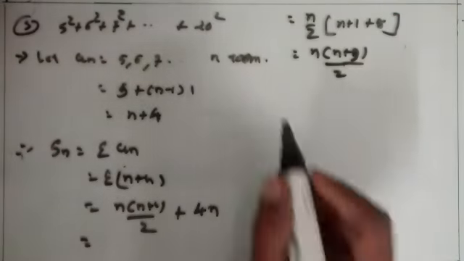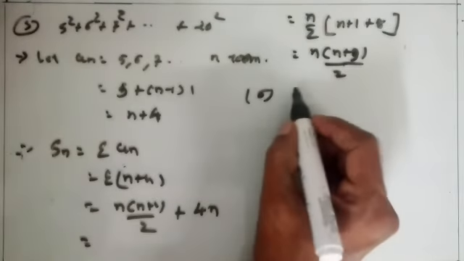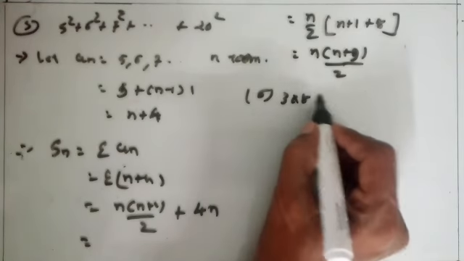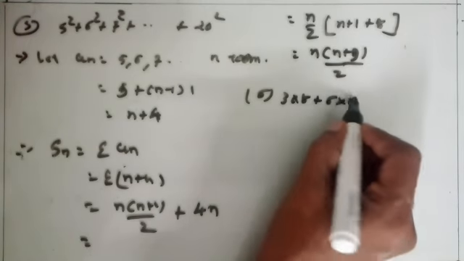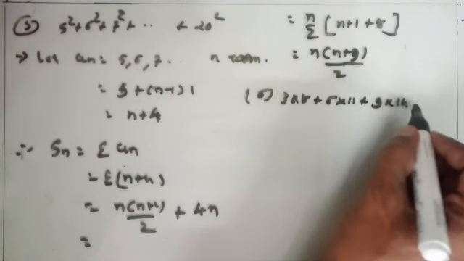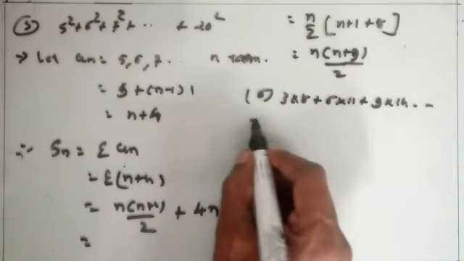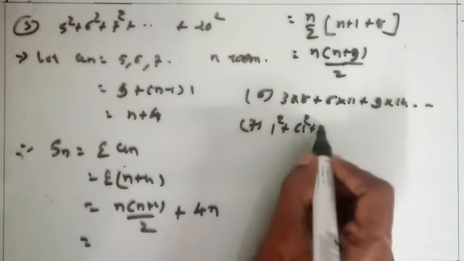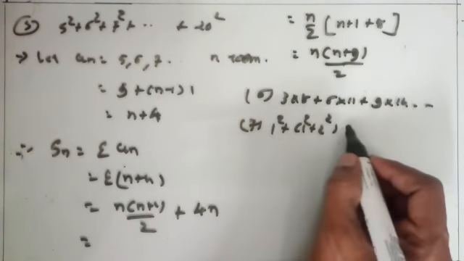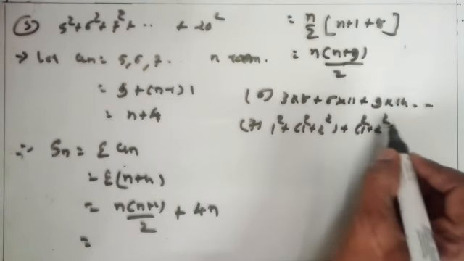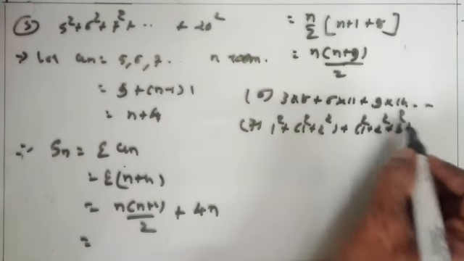Same question number 6, solve yourself. Find the sum of 3 into 8 plus 6 into 11 plus 9 into 14 up to infinity. Similarly, in question 7: 1 square plus 1 square plus 2 square plus 1 square plus 2 square plus 3 square plus up to plus.